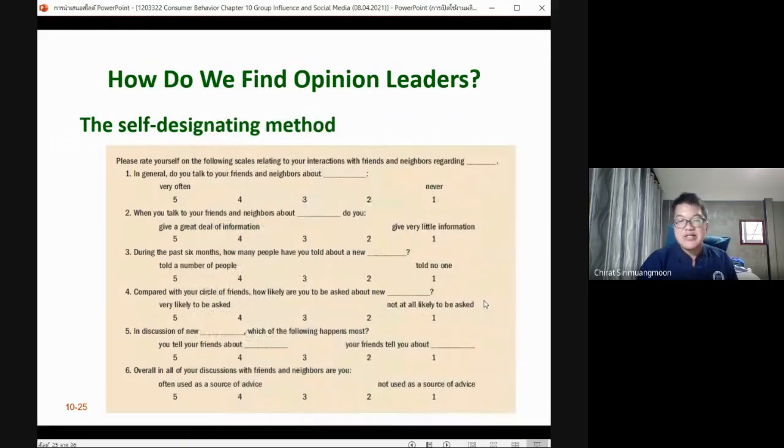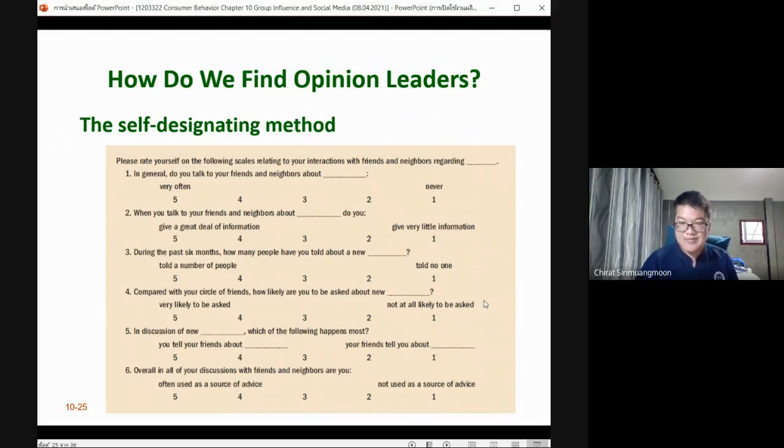Sorry. So this is how self-designating methods work. You can ask the consumer directly by using this example. For example, first one: in general, do you talk to your friend and neighbor about the products? They're asking who the person is who keeps the information. But they change it a little bit. They said, in general, do you talk to your friends and neighbors about something?